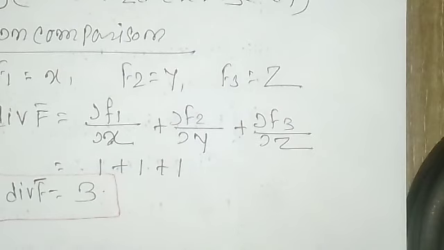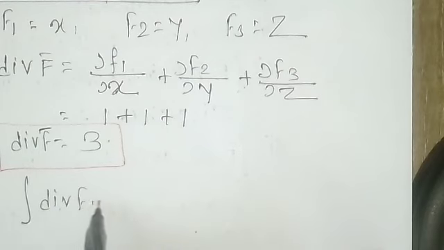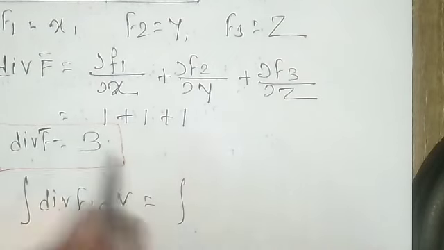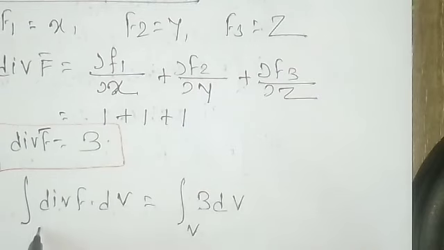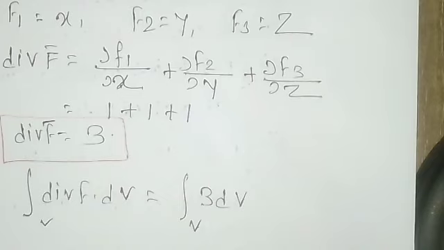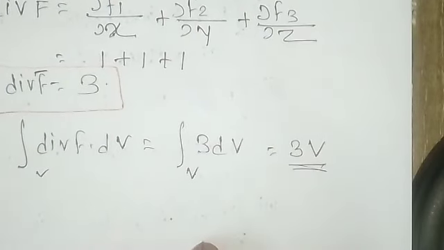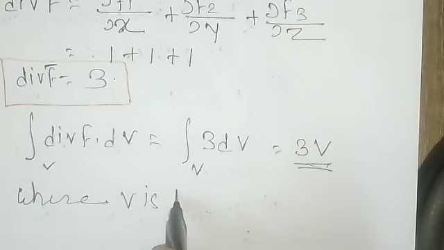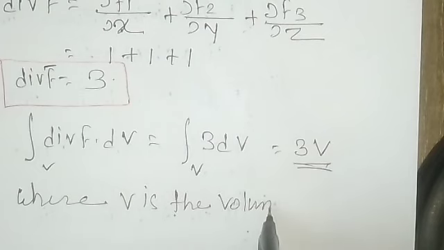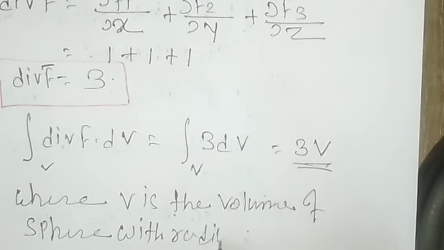Now again, from the Gauss divergence theorem, the integration of divergence of F dV is equal to the integration of 3 dV, and the integration of dV is V, so this is equal to 3V, where V is the volume of a sphere with radius a.